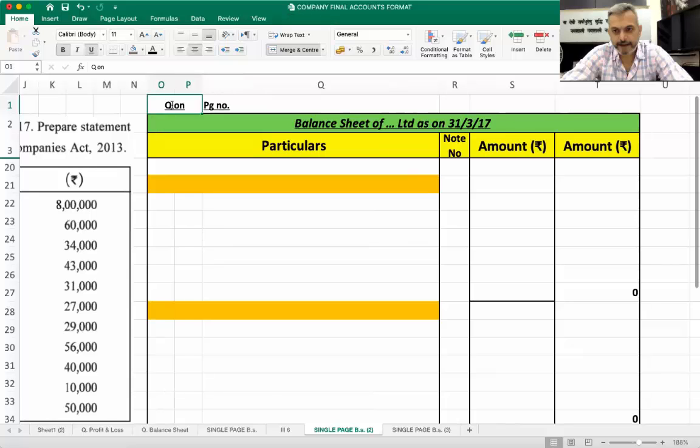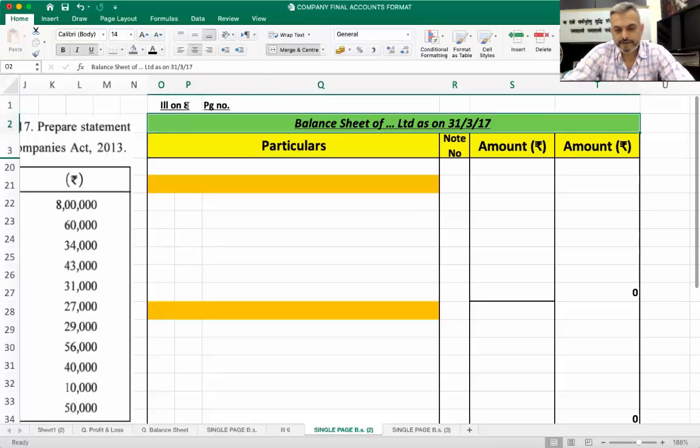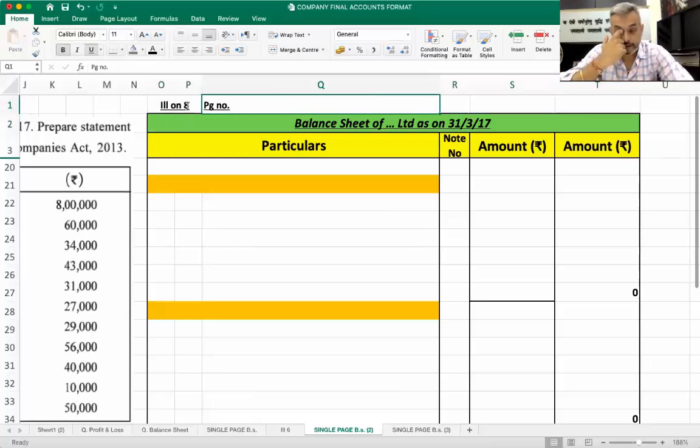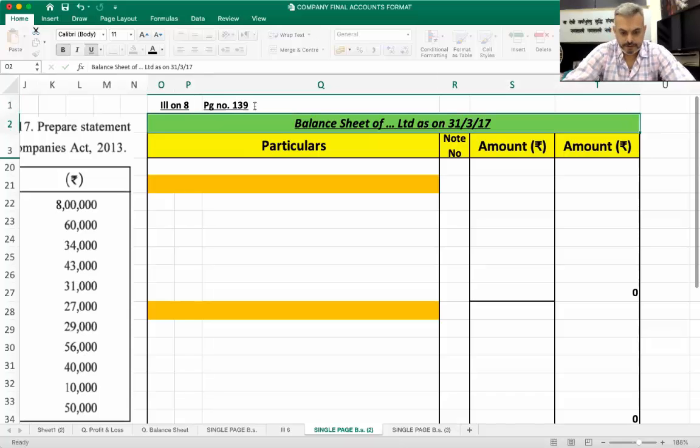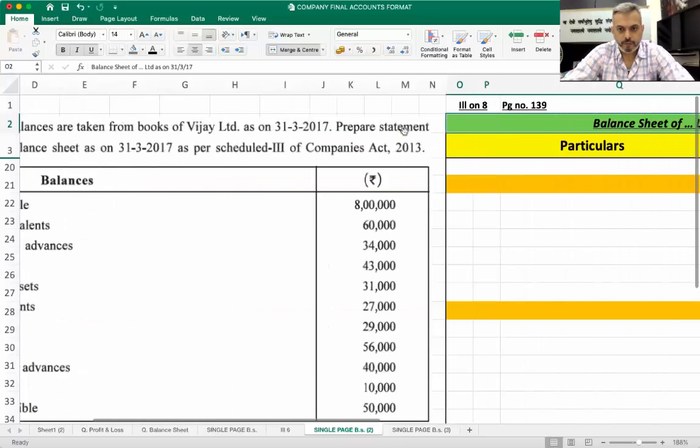So it's illustration number. Now similar exercise sums are already solved in my video lecture. So we are doing the illustration sums, page number 139. Balance sheet of Vijay Limited.